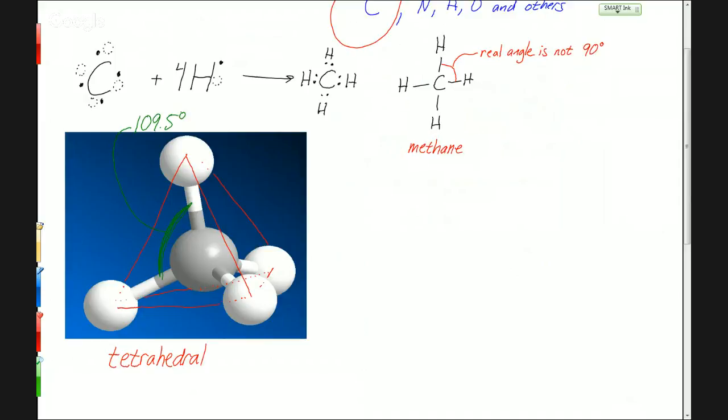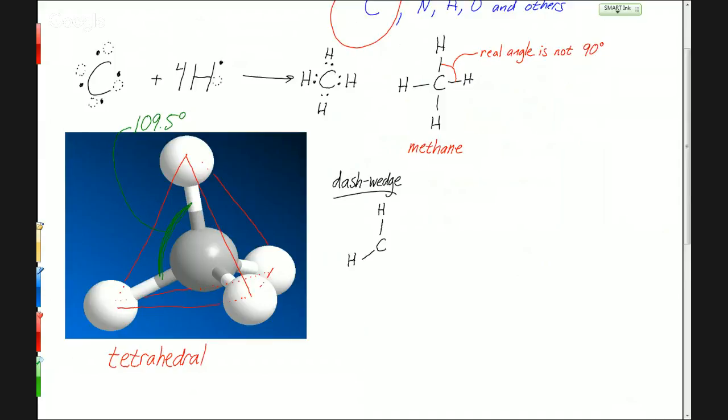Now we want to make a way to draw this that expresses this particular geometry. And the way we do that is called dash wedge notation. So we'll put the carbon in the middle, and we think about what's really happening in the structure. The one going up, we just draw as normal. The one going off to the side here, we draw as normal.